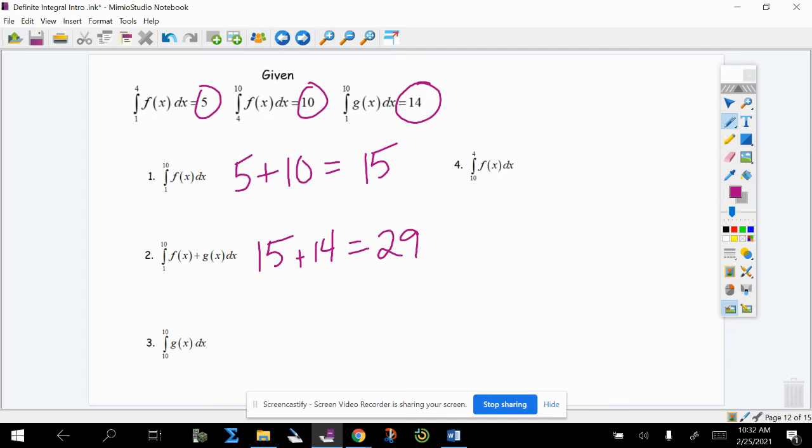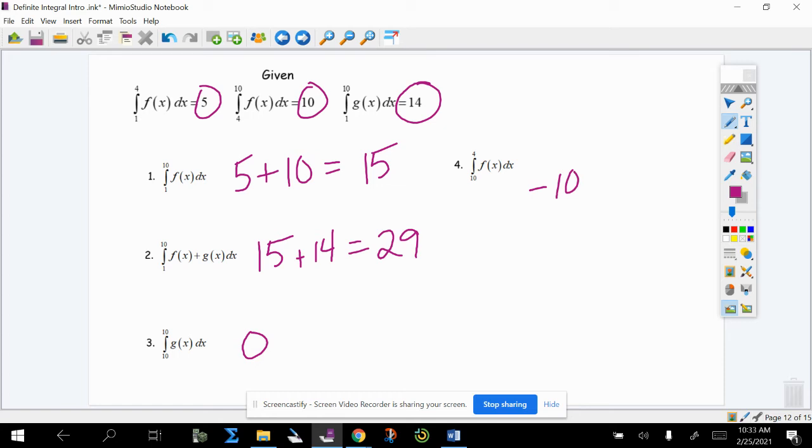The third one is the super quick property. Because the boundaries of integration are the same, I'm just going to get 0. And then the fourth one is the negation. So if I know from 4 to 10 is positive 10, then from 10 to 4 is negative 10. So that's how you use those properties kind of all together.